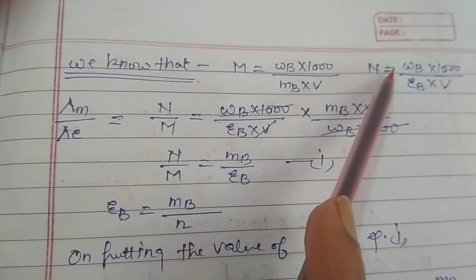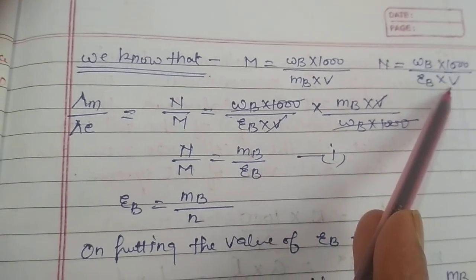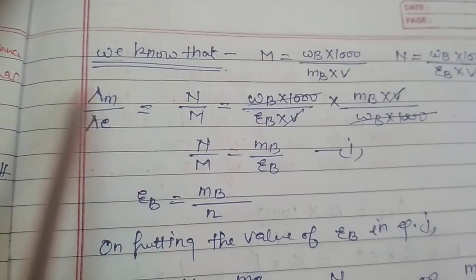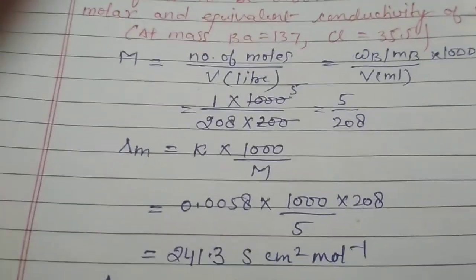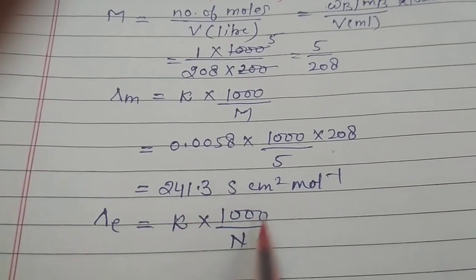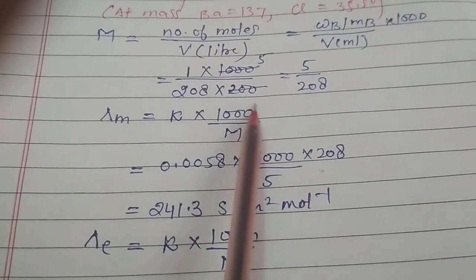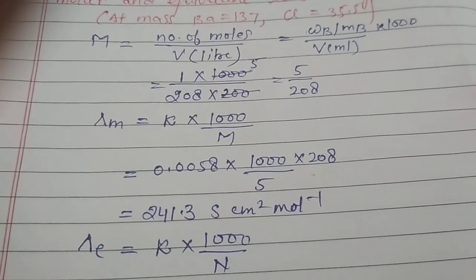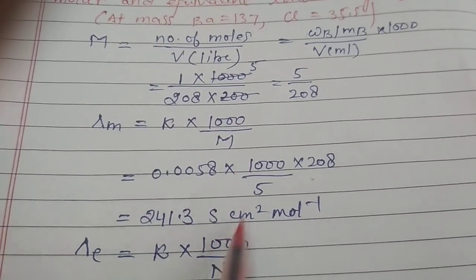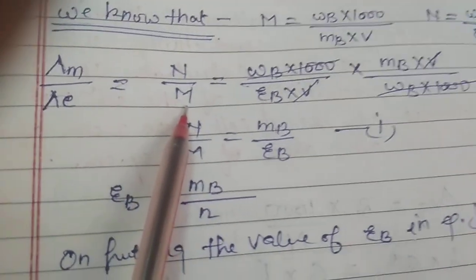And normality is mass of solute upon equivalent mass into 1000 upon V. So if we do lambda m upon lambda e, we are having both the formulas. Lambda m is equal to kappa into 1000 upon m and lambda e is equal to kappa into 1000 upon n. So if we do lambda m upon lambda e, kappa into 1000 would be cancelled out and we would be getting normality upon molarity. So let's see. Lambda m upon lambda e is equal to normality upon molarity.